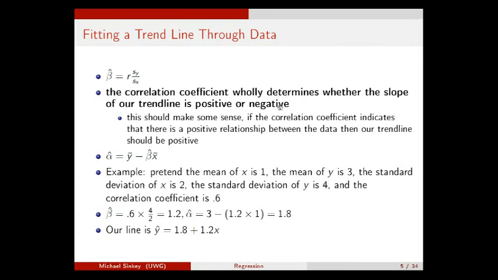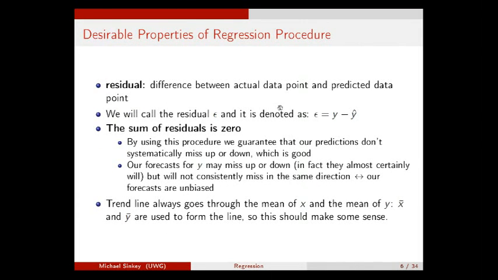This is an important component of this exam, so I will have you fit a trend line through data. And it is very doable. We have to follow this process. There is information that we want to glean from the regression procedure. The first is what's called the residual. The residual is the difference between the actual data point and the predicted data point. We have a term for the residuals called epsilon. Epsilon is this thing that looks like an E.